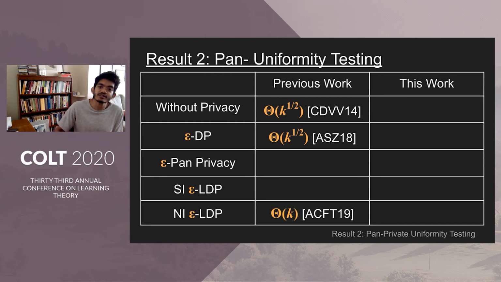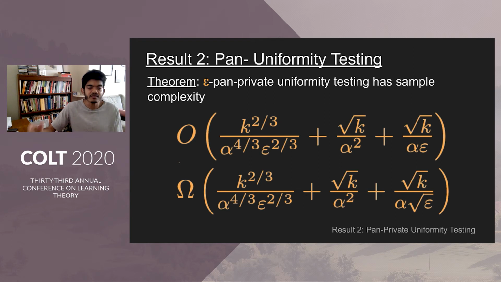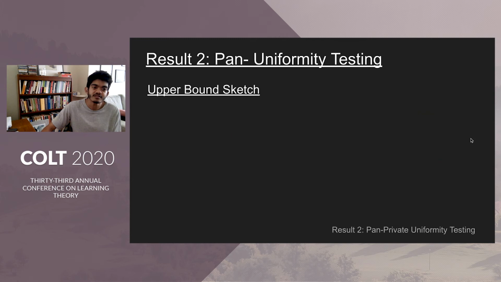For this work, the thing we prove is that for pan privacy, K to the 2/3 samples are necessary and sufficient. So it neatly sits in between the central and local sample complexities. And along the way, we extend the previous non-interactive sample complexity lower bound to the sequentially interactive case as well. This is the full version of our upper and lower bounds. You can see they differ in this last term by this root epsilon quantity, but are otherwise tight.